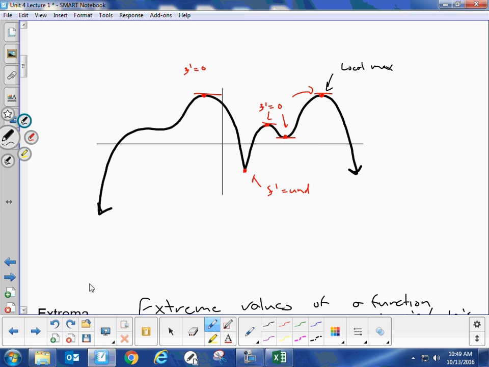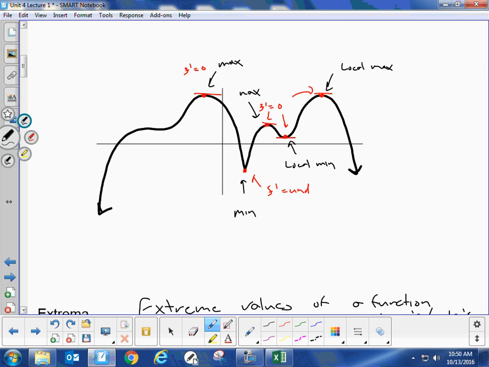Same with this guy here. This is a local min. It's not the absolute min. There are smaller values for my function to the right and to the left. But if I look at a localized section, that will be the minimum value of that section. Okay, this is a local max as well. Here, when my derivative is undefined, I have a min. And here is another max.